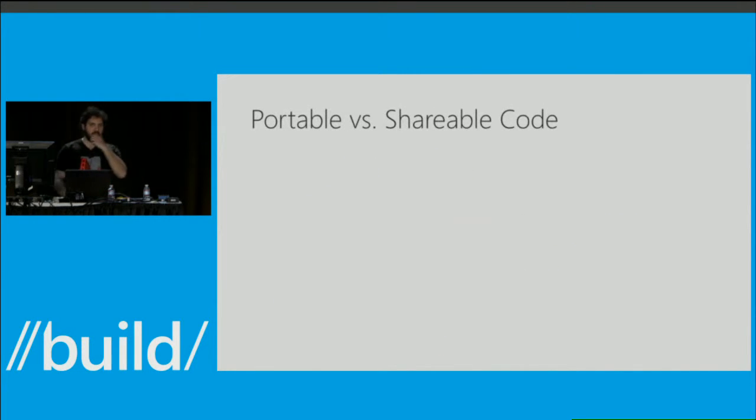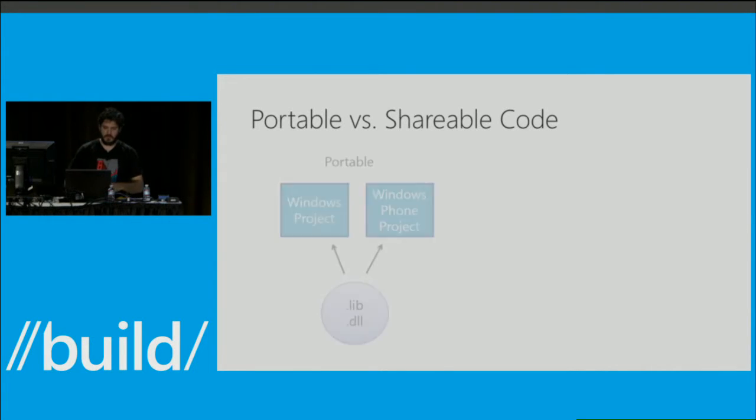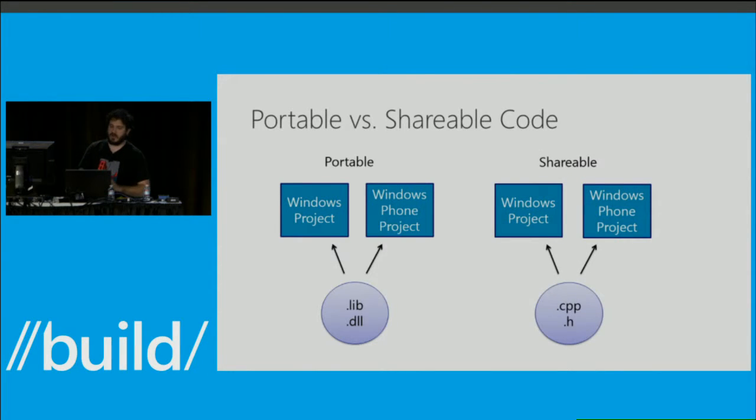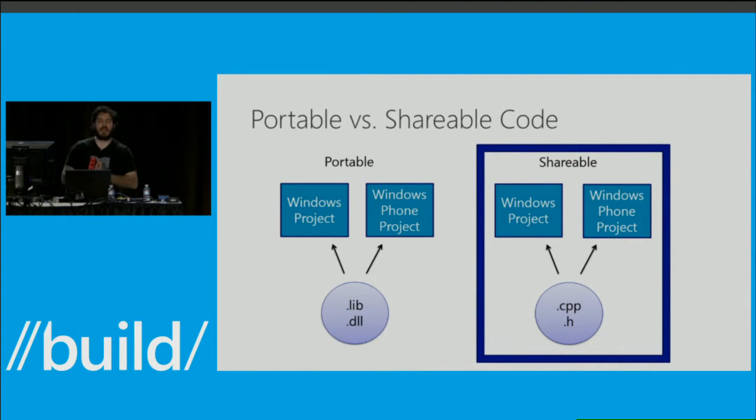And before I get started on the actual nitty-gritty details, I also need to define the difference between portable code and shareable code. Portable code is when you build a library, such as a DLL or a lib, and that gets shared across the two projects. Shareable code is when you have the actual source files themselves being shared across the two projects. Because of the way Visual Studio is set up right now and various samples out there, for this talk specifically, I'm going to be focusing on the shareable code component.